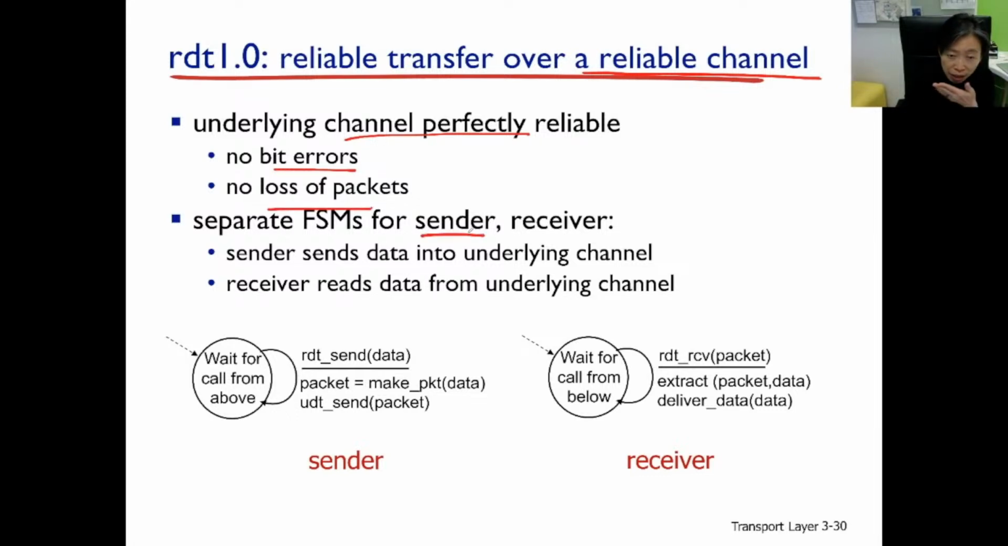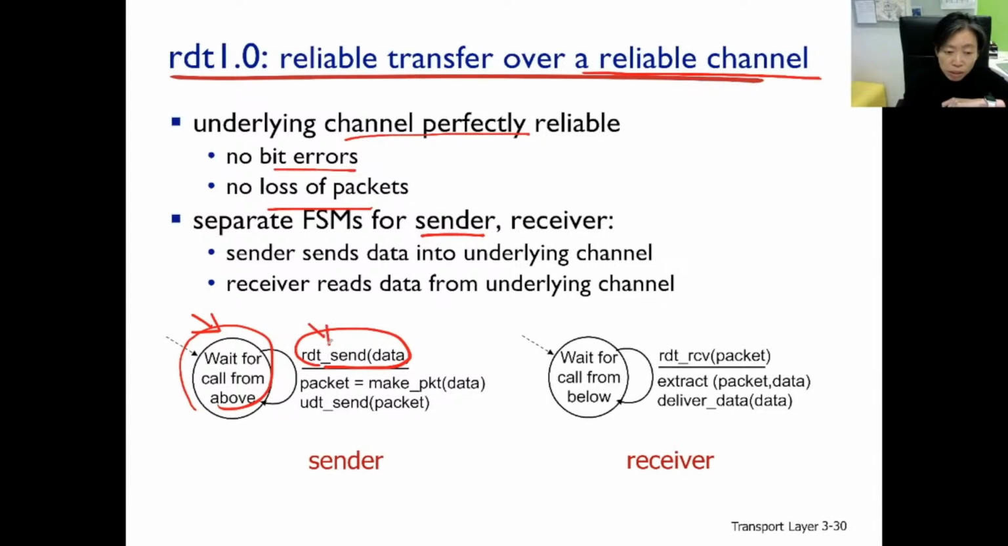The sender side of the finite state machine, FSM, will look just like this. There's always at least one state that is also the starting state. There's no ending state for these machines because they'll be looping forever. The starting state is wait for call from above, where the application calls for data to be sent to the transport layer. The call from the application from the sending process is RDT send, isn't it?